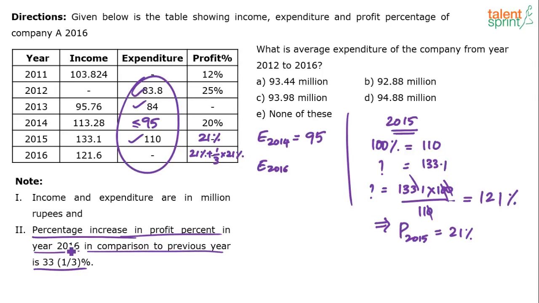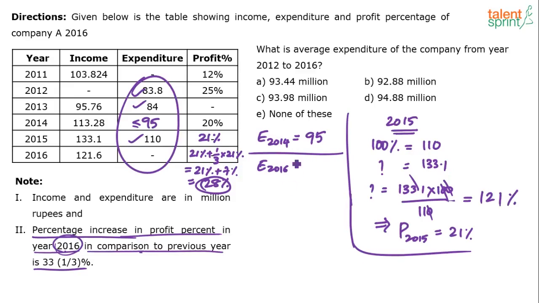Because the percentage increase in the profit in 2016 in comparison to the previous year is 33.33%. That means the profit is 33.33% more than the previous year's profit. So if this is 21%, this should be 21% plus 1/3 of 21%. That's like 21% plus 7%, which is 28%. So basically the profit of 2016 is 28%. Now come back to this step. So this part is over. We have found the profit of 2015.